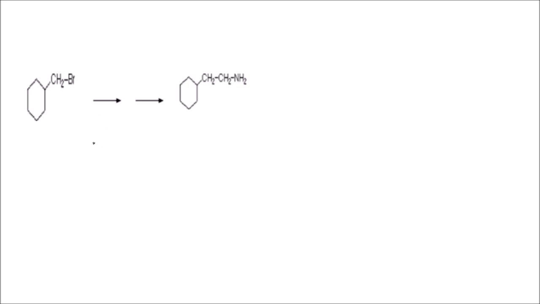Okay, this is the second problem. We have hexane connected to CH2Br, and we have to get to this compound. So basically, we're adding CH2 and H2. We want a primary amine from an alkyl halide, but we have to add one CH2 in the middle. So try to pause the video and do it on your own first.